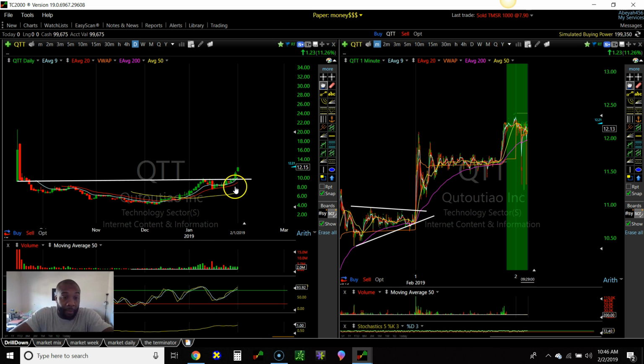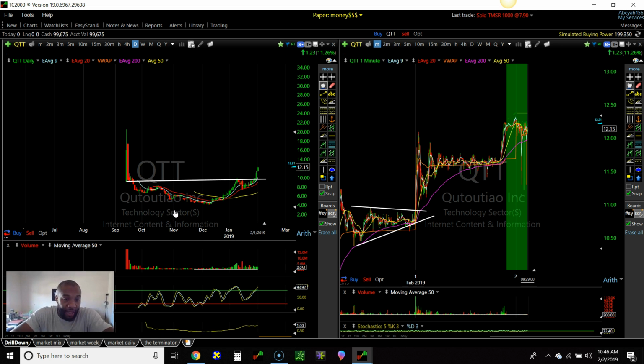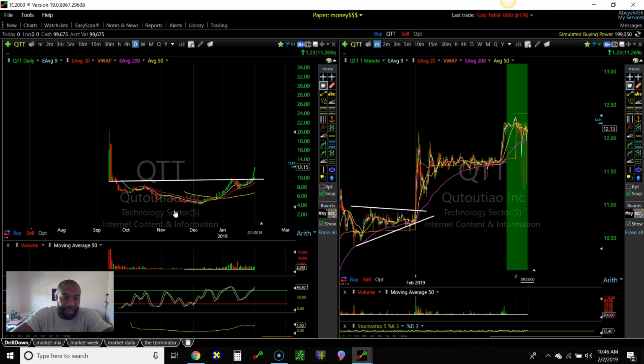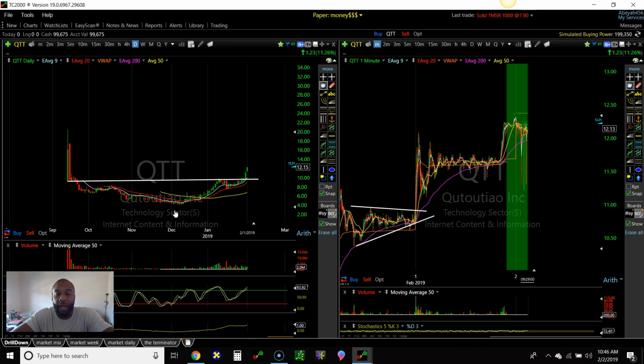We got a nice breakout over this resistance level. It's brand new. Oh, this is that Chinese company. Yeah, we were looking at this yesterday. I was trying to say the name. Q Tao Tiao. So I'm gonna find out some more stuff about this.